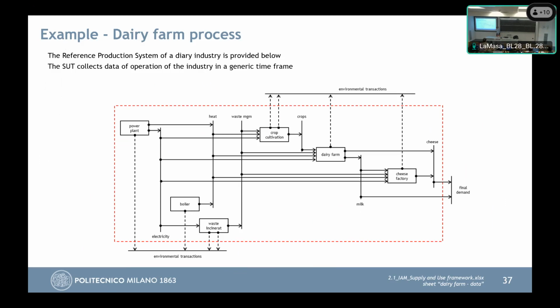Then we notice something that is curious. We have some products that represent physical products, physical outputs like electricity. We have heat, we have crops, we have milk and cheese. But then we have also this that may sound strange. We have waste management. Waste management sounds more like a service. Waste management is the output of waste incineration. We have waste incineration here that is consuming some electricity and is producing one output that is waste management.